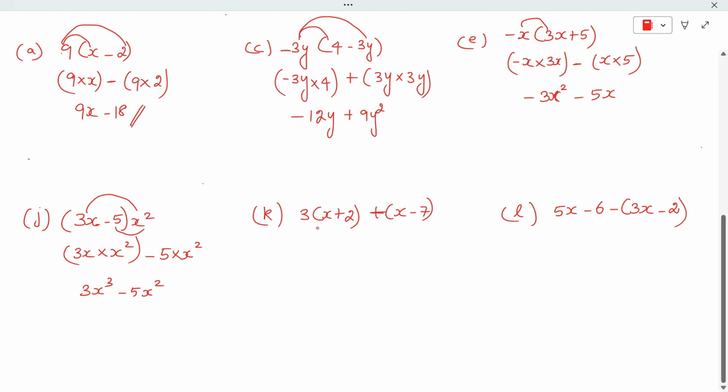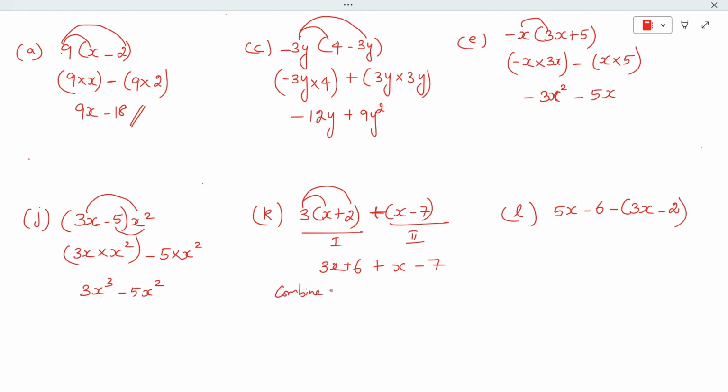In K, we have two terms. This is the first term and this is the second term. I'm going to multiply the first term separately and add it with the second term. Can I do the direct steps? So 3 times x is 3x, plus 3 times 2 is 6, plus x minus 7. Since I have a plus sign outside the bracket, it is not going to reverse the sign of the terms in the expression. Okay, so now combine the like terms.